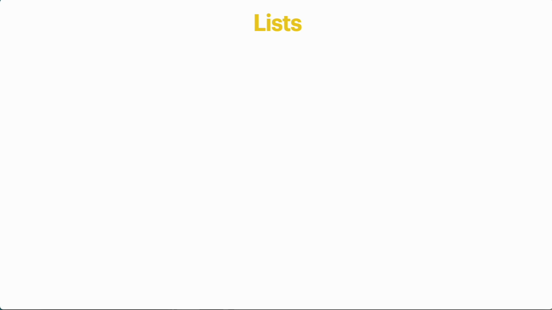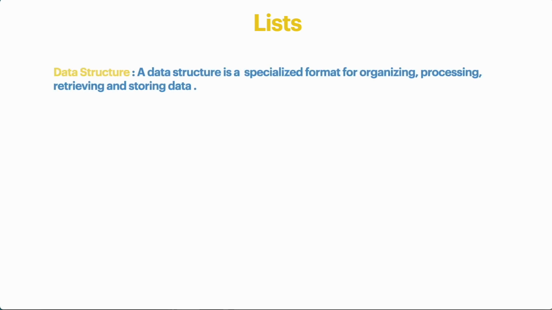Data types, if you forgot, include things like integers, floats, and strings. But what are data structures? Because data structures and data types are two different things. Now, an official definition of a data structure would be a specialized format for organizing, processing, retrieving, and storing data. So basically, a data structure allows you to store multiple data types, and it allows you to organize those data types in a certain way.